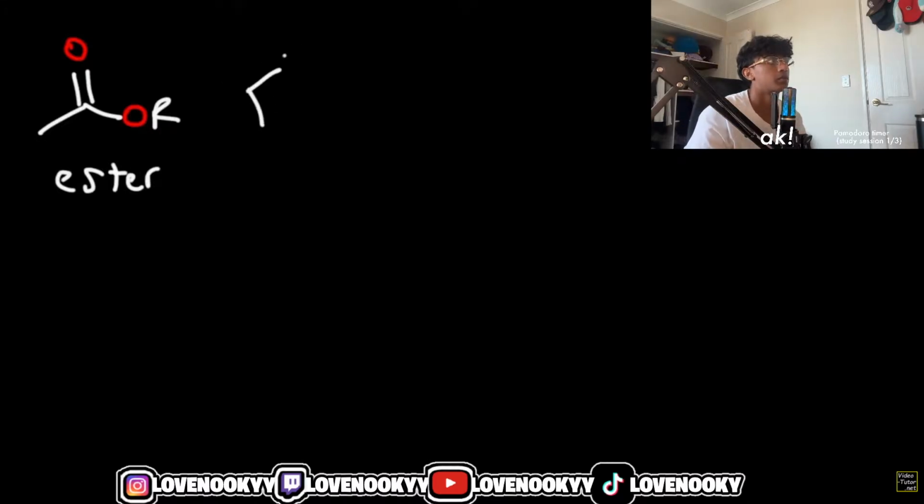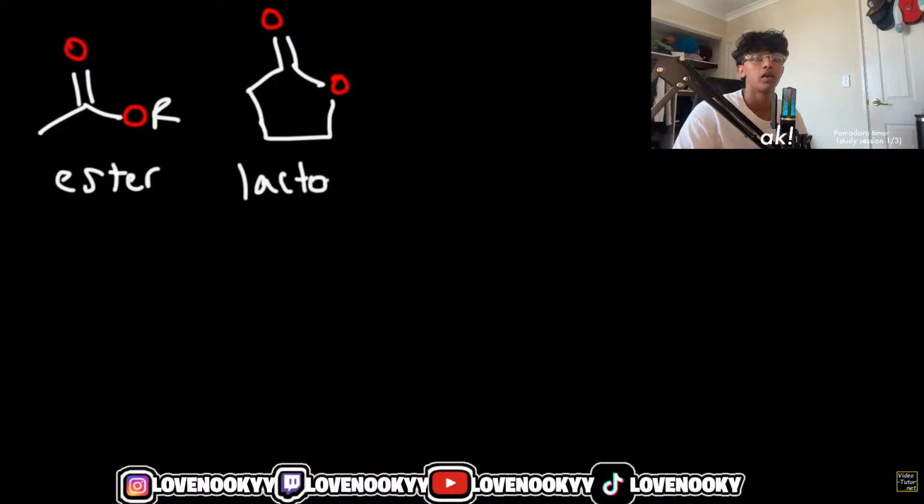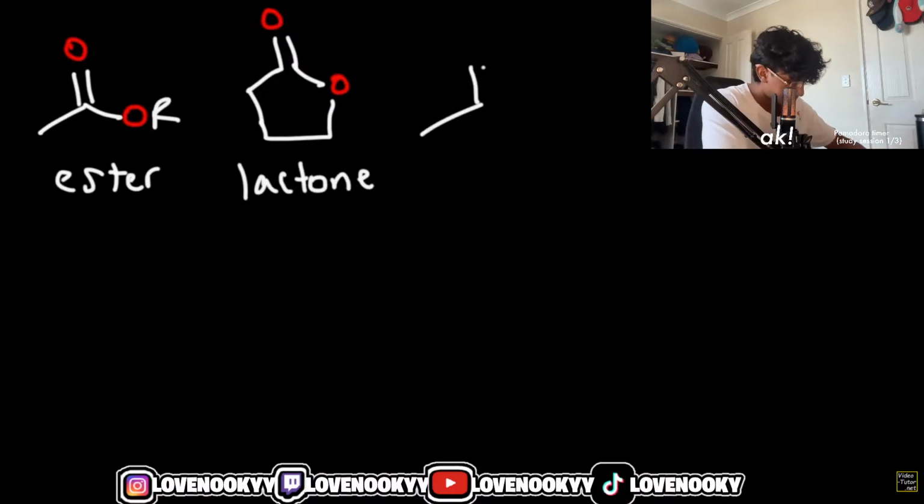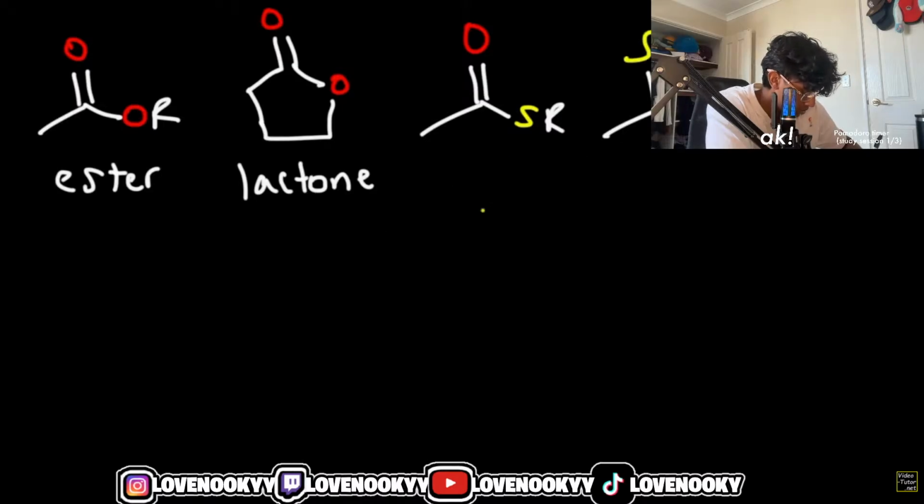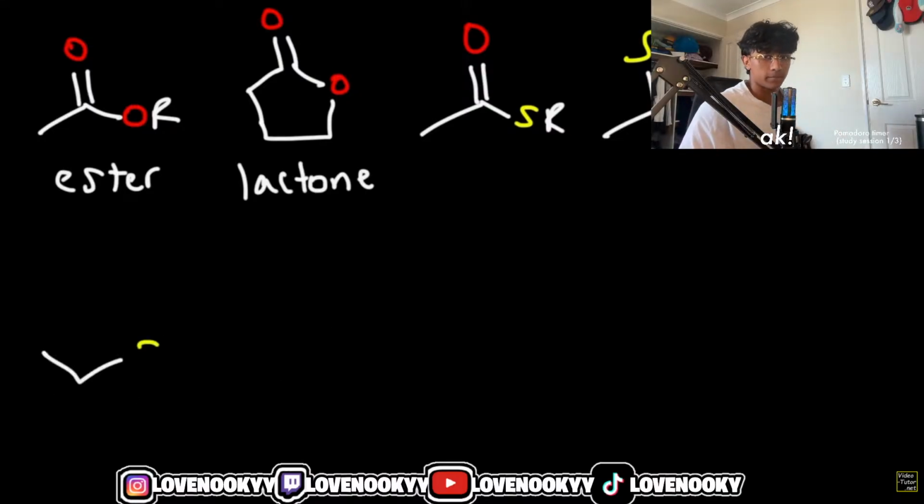Now let's move on to esters. So this is an ester. Now what would you call a cyclic ester? What's the name for this type of functional group? A cyclic ester is known as a lactone. Now, what if we replace the OR group with an SR group? What do we get there? And what if we replace the double bonded oxygen with a sulfur? How does that change? So feel free to think about those in the meantime while I draw a few more functional groups.